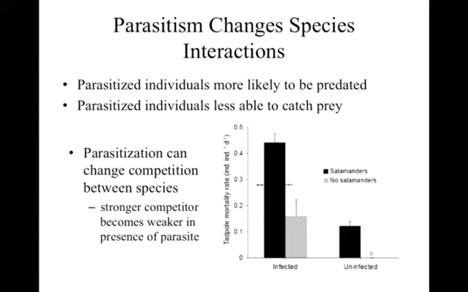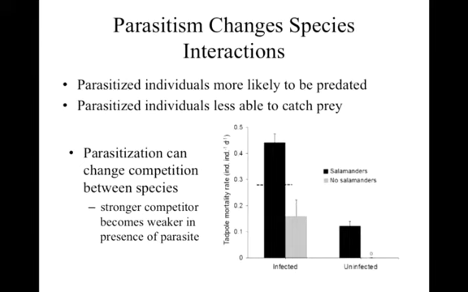Here we have tadpole mortality. Tadpoles are basically little baby frogs. And what you'll see is that when the tadpoles are infected, we have a lot more mortality than when the tadpoles are uninfected. And in fact, without any salamanders, there's no mortality in the uninfected, and then there's some mortality in the infected. So the infection is probably causing some tadpole mortality either directly or by making it harder for the tadpoles to feed.